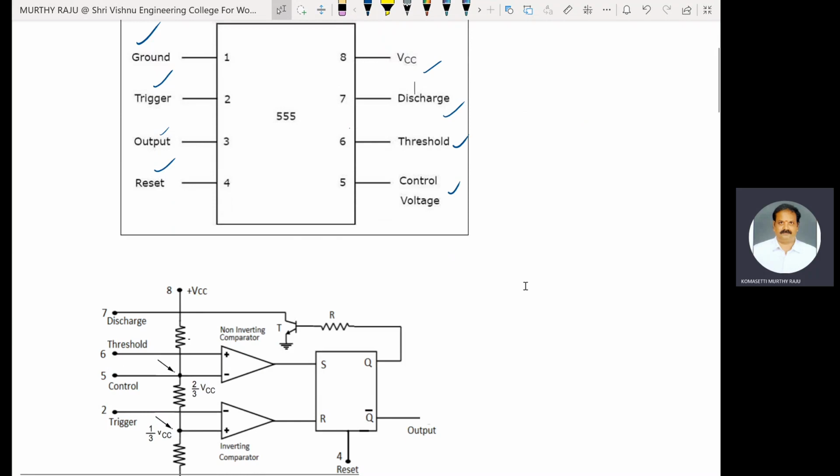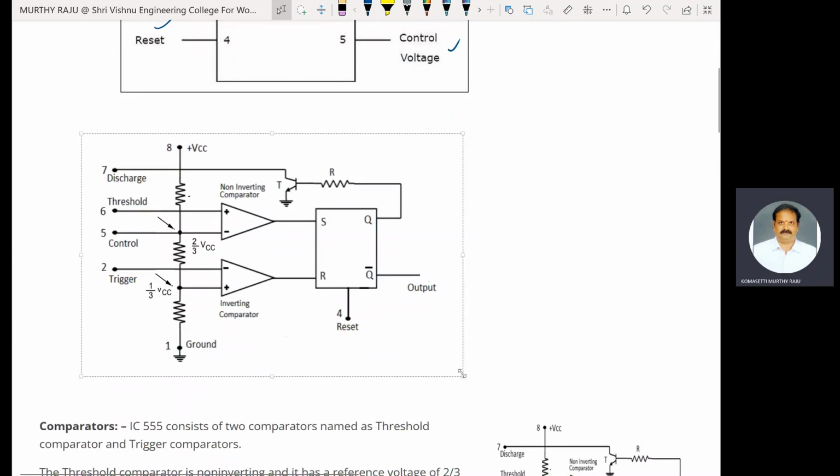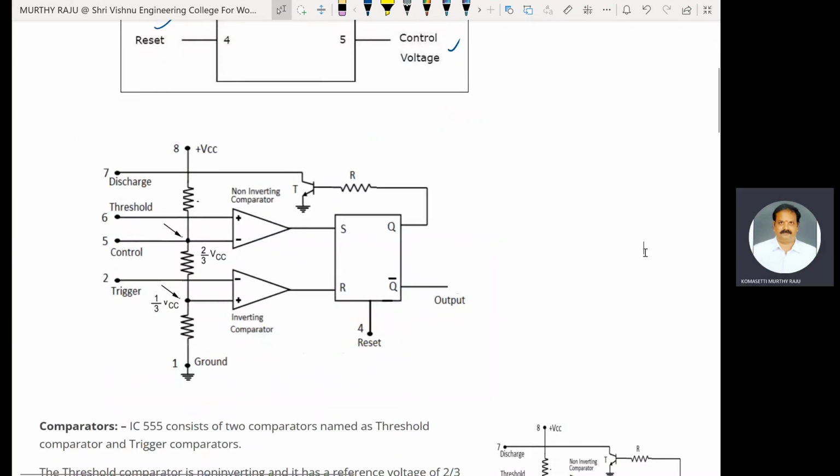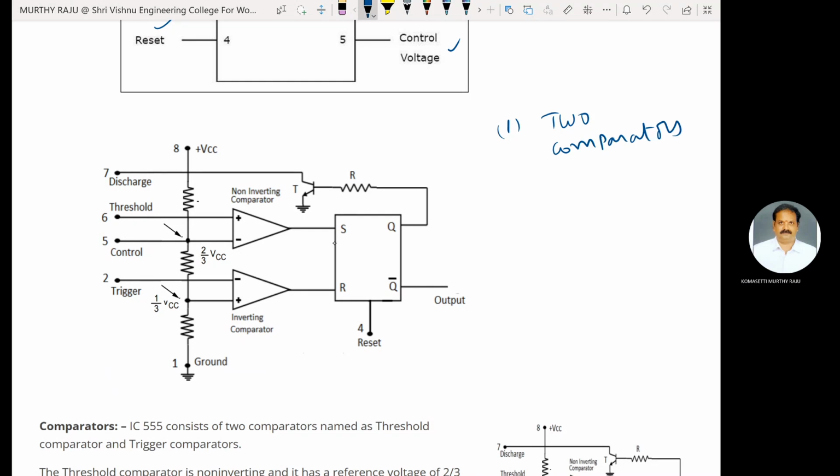Next one is the functional block diagram. This one is the functional block diagram. The internal block diagram of 555 timer IC consists of two comparators. This one is threshold comparator 1 and comparator 2. Comparator 1 is called a threshold comparator. Comparator 2 is called a trigger comparator.